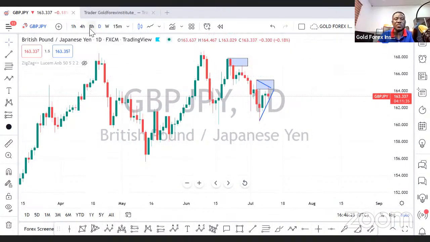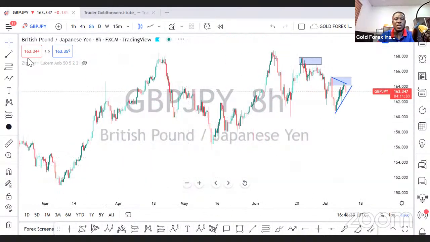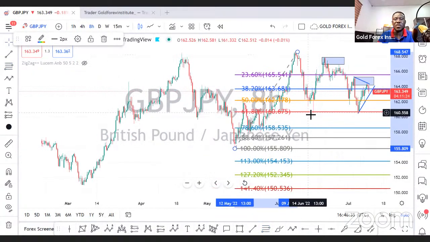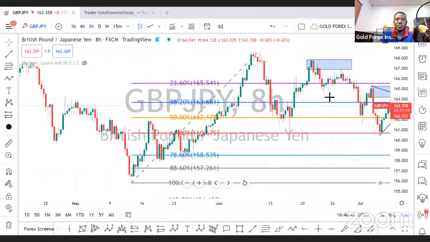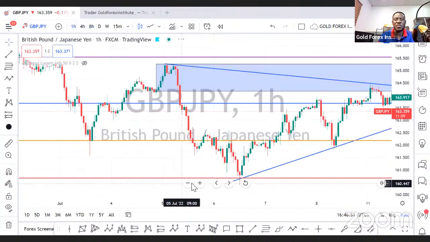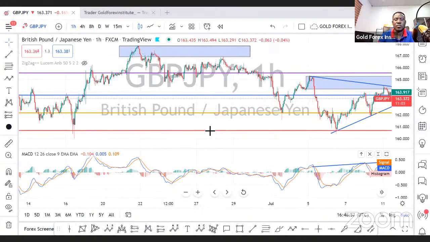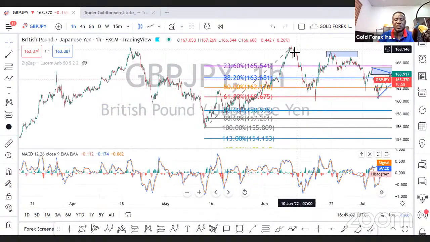So let's go to the 8 hour. Now when you take this, there was a break of market structure, the 61.8 level over here. So this was a breakout of market structure. We had this one. We'll go to the lower time frame, you see it better. I have one of my small accounts. I'll show you guys what I'm doing on it.